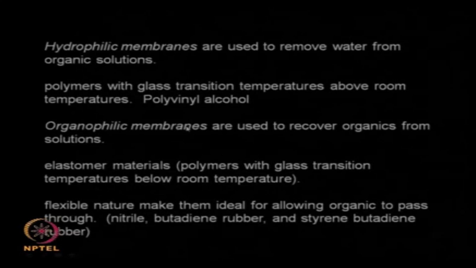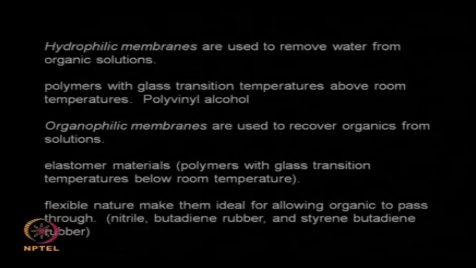Organophilic membranes, on the contrary, allow hydrophobic material to pass. So obviously this is very good for recovering organics from aqueous solution. I have a very large aqueous stream and there is some organic contaminant, and I want to remove only that. In that situation I need to use organophilic membranes. These are elastomer type materials, polymers with glass transition temperatures below room temperature. And of course the membrane should be a bit flexible, because then organics can pass through, like nitrile butadiene rubber, styrene butadiene rubber and so on. So the organic material can pass through.